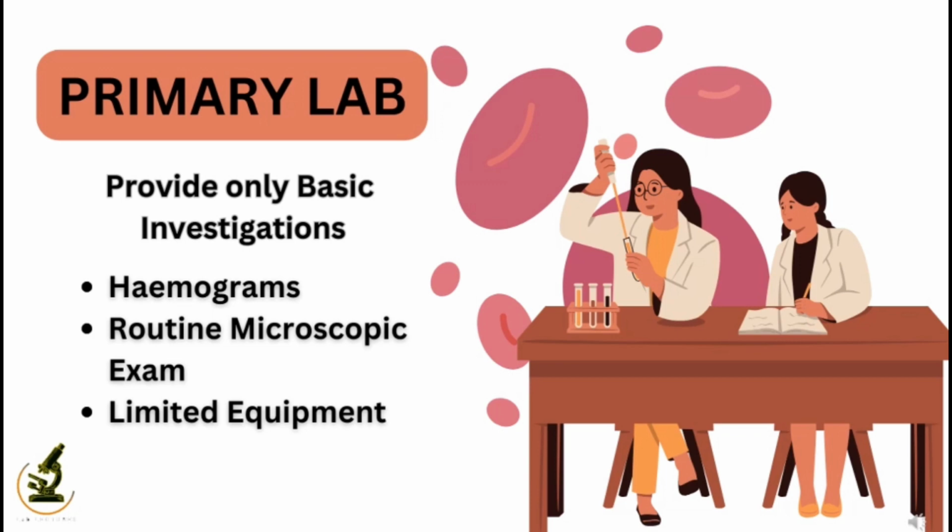For example, if we talk about routine tests, complete blood count, hemograms, and routine microscopic examination of urine in the laboratory, then we can say this is a primary laboratory because only very basic investigations are available, and only a few equipments are available. That's why we put such laboratories in the primary lab category.